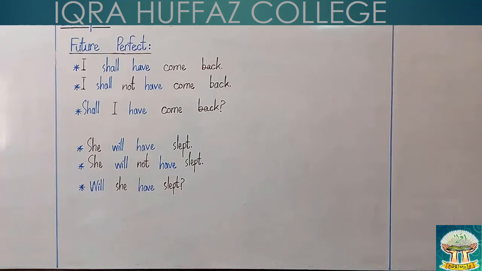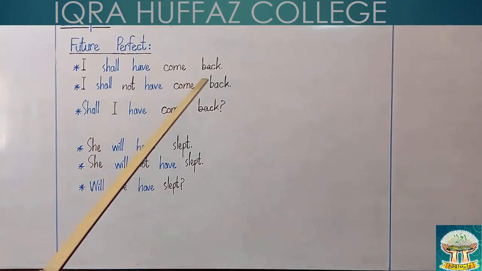These sentences are the examples for future perfect tense with the usage of shall have and will have as auxiliary verbs and the usage of past participle form of main verb. Come is the past participle form of come. Come, came, come and coming. Slept is the past participle form of sleep.